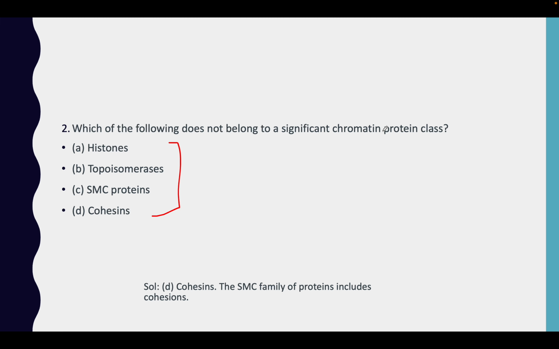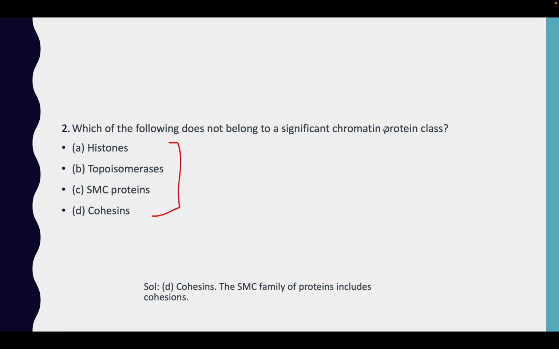Cohesins are important proteins which are involved in chromosome structure. They are considered a subclass within the SMC family protein and they are not a separate significant chromatin protein class, while histones, topoisomerase, and SMC proteins all are recognized as major chromatin protein classes.